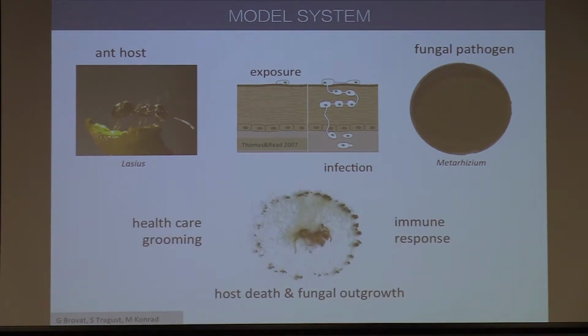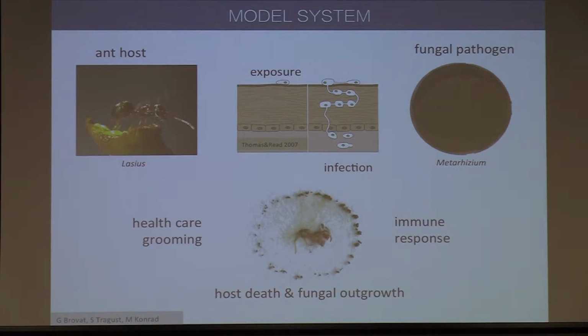But then what happens is that there is a lot of healthcare and grooming going on in the exposed phase. So the nestmates try to remove these spores before they can actually integrate into the body. If this is not successful and an internal infection takes place, then there is an immune response in the body, melanization, phenol oxidase activity is trying to fight this, and antimicrobial peptides try to make ruptures into the fungal cell wall. But if this immune response is also not able to clean the infection, then there is host death and fungal outgrowth.